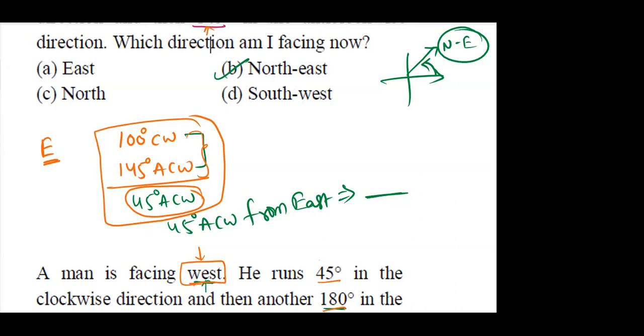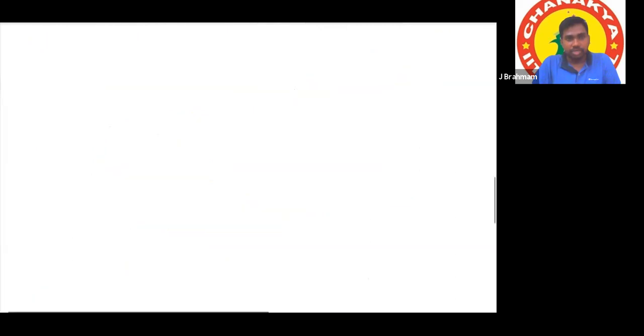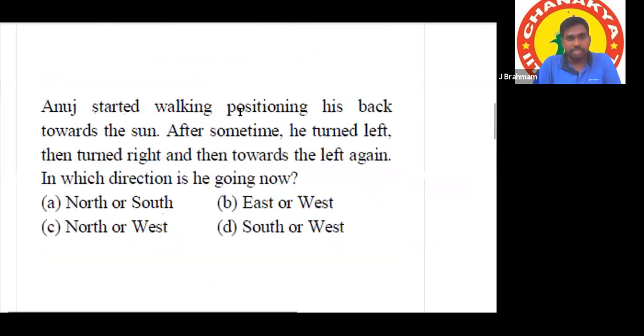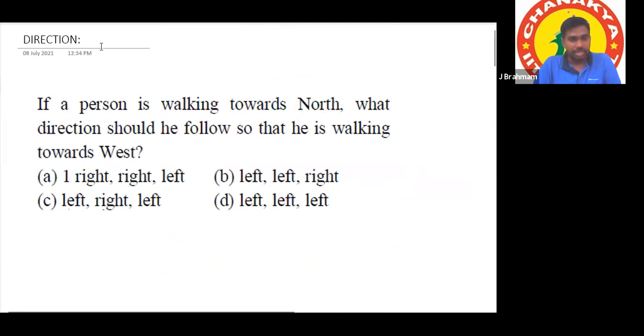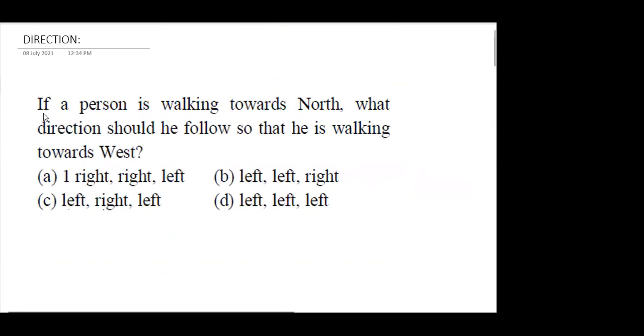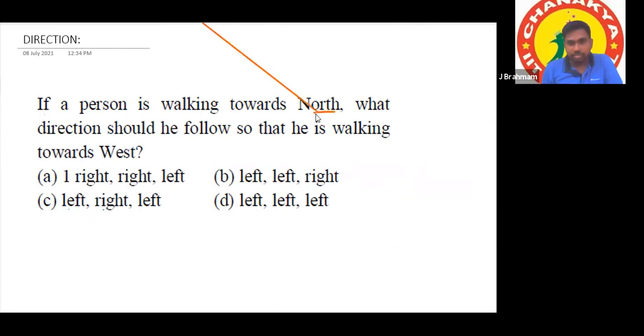Right. Next, we are moving on to the next model, that is distance based problems. Sorry, direction based problems. And later we'll see distance based also. First question. If a person is walking towards north, what is the direction he should follow so that he is walking towards west?